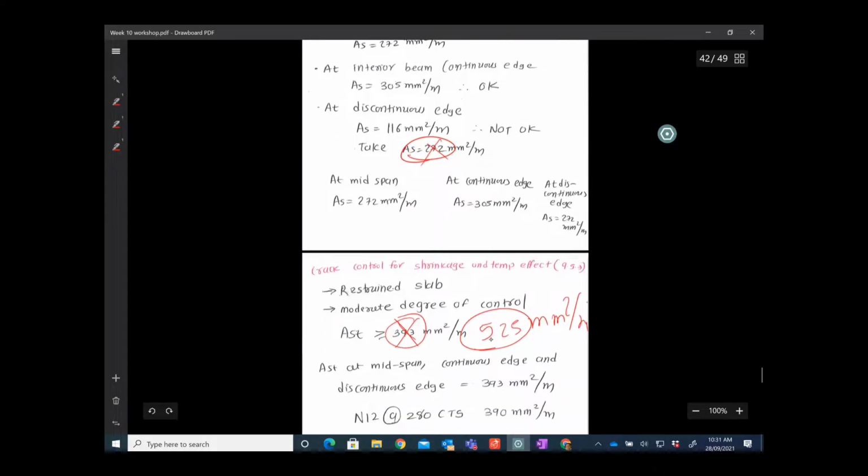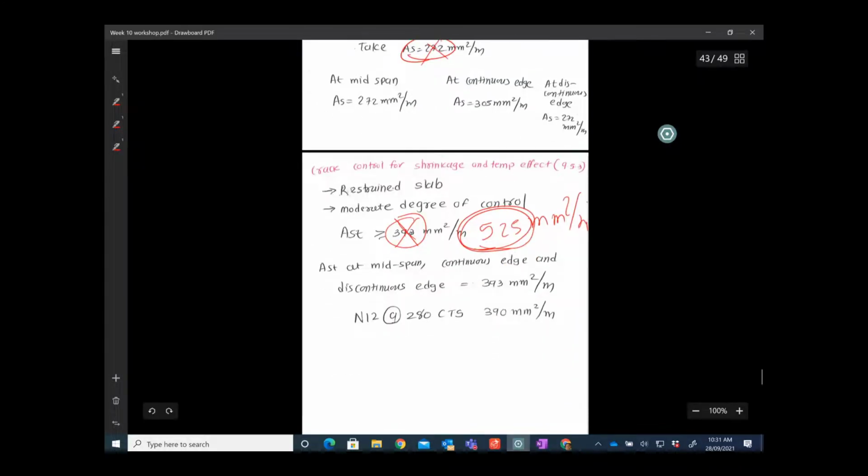Look, this one is quite high. As you can see in the secondary directions, your shrinkage and control is significant. Like in the primary directions, you are providing only temperature and shrinkage control of only 393, about 400, and you are increasing to 525 millimeters square per meter. This is quite significant. Am I doing correctly? Let me check.